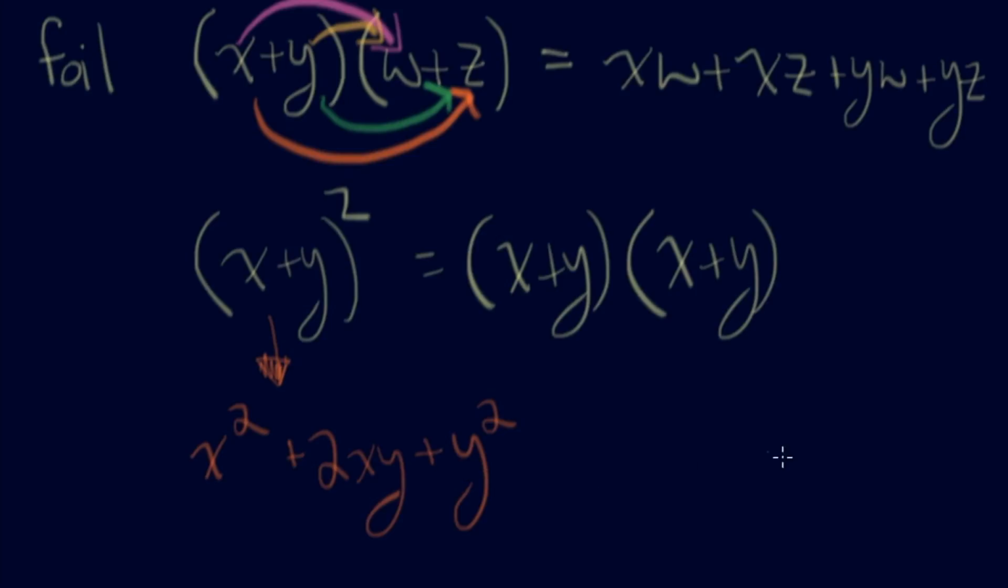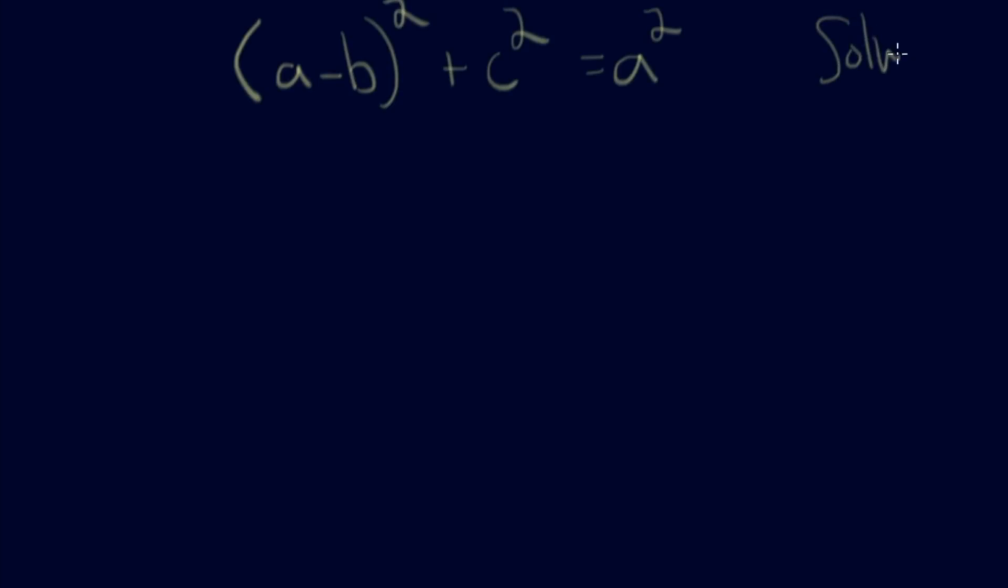So this sets us up to do the challenge work today. So without further ado, let's get to it. So the last question is going to look like this. In brackets, a minus b all squared. So that's just what we just kind of looked at. Plus c squared is equal to a squared. A lot of squares. And I want to solve for a.